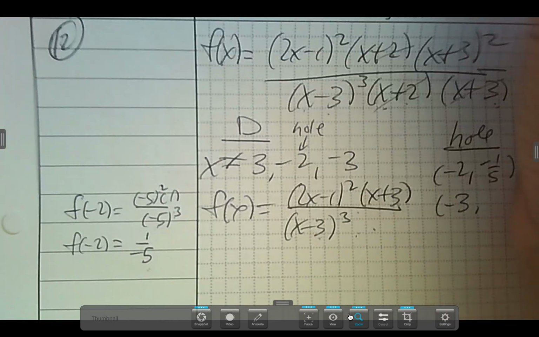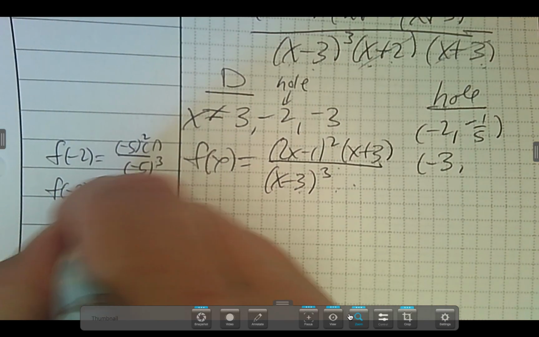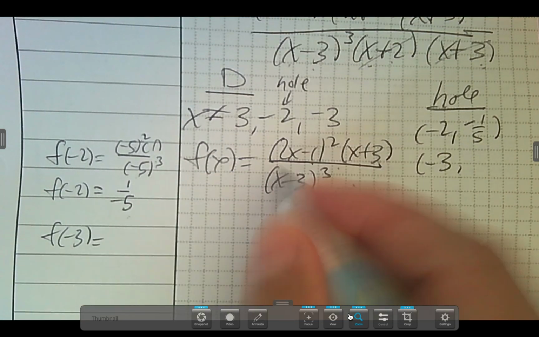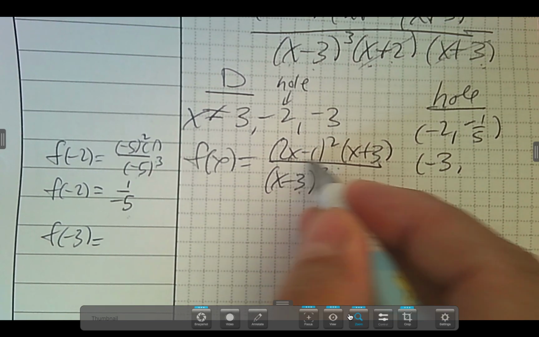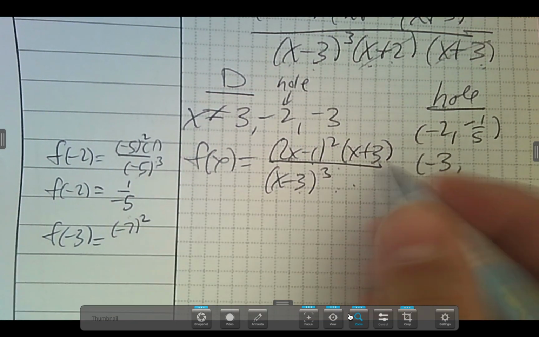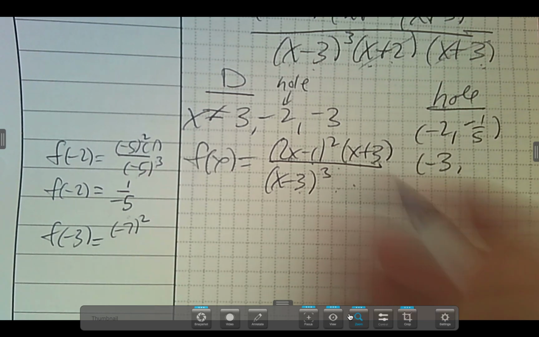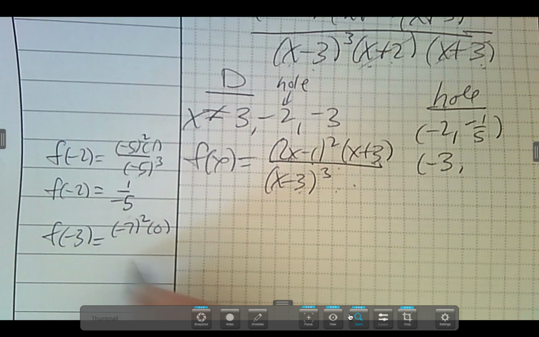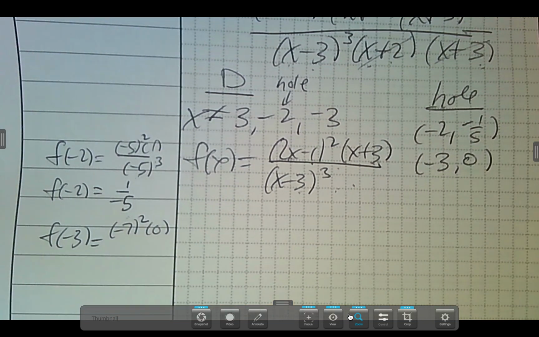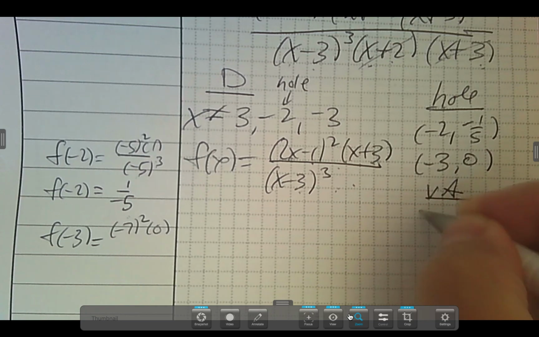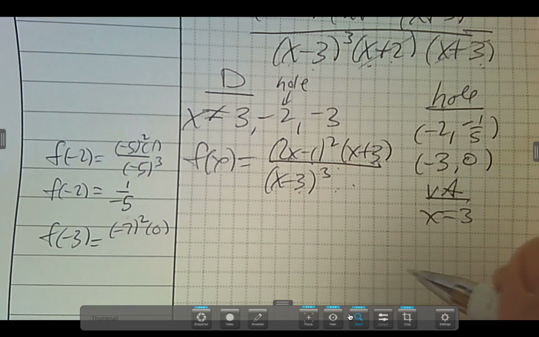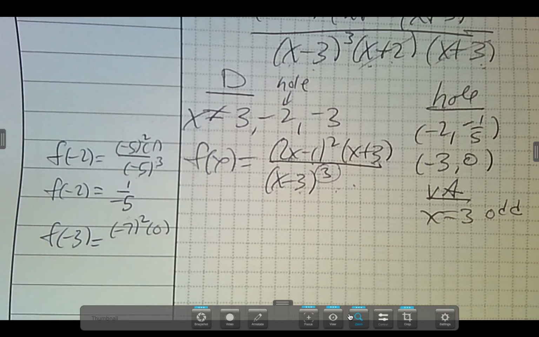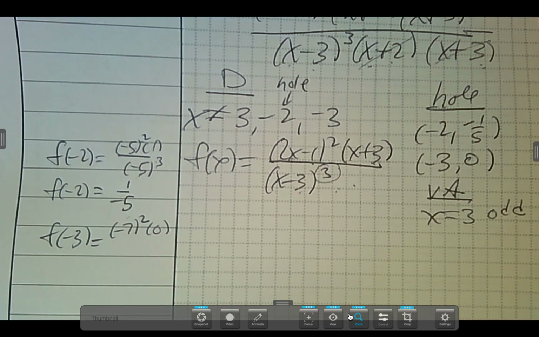For the other one, which is at negative 3, where's that hole? So plug that in. That's negative 6 subtract 1, so that's negative 7 squared. Negative 3 plus 3, oh, that's helpful. That's 0. So the other hole is at negative 3, 0, which leaves the vertical asymptote at x equals 3, and it has an odd exponent. So this is an odd asymptote. So we already have a lot of information.